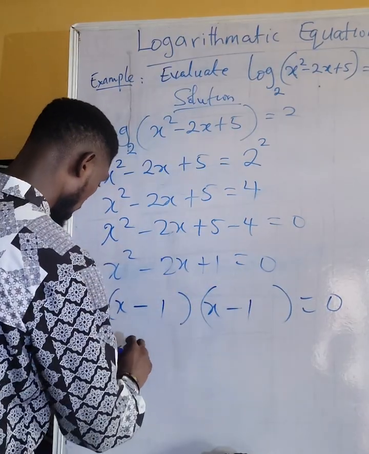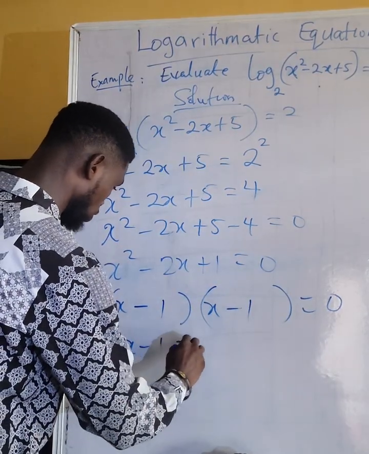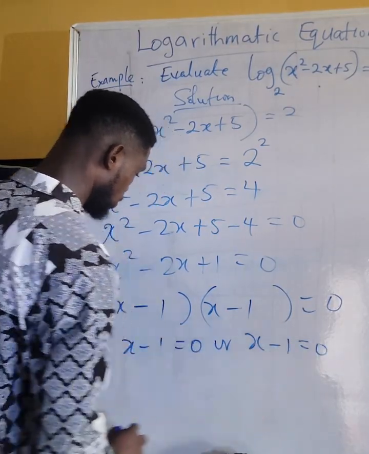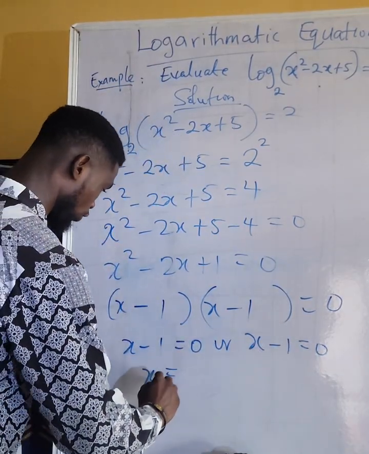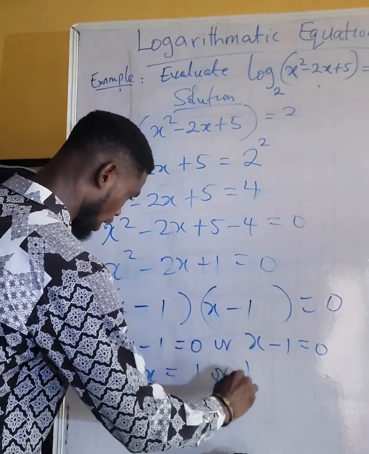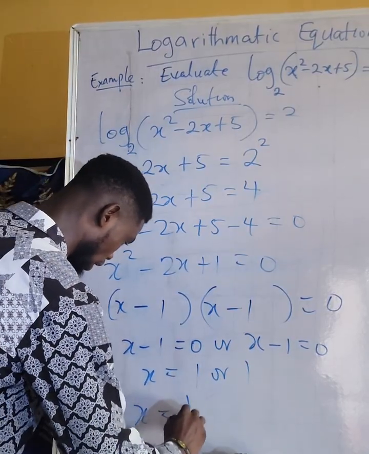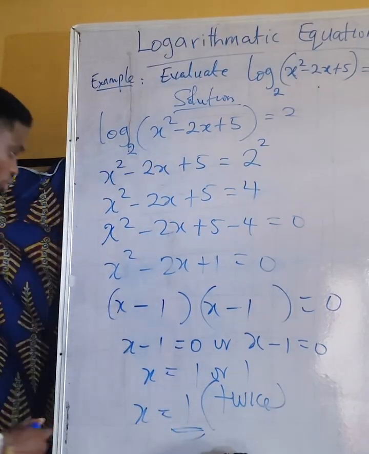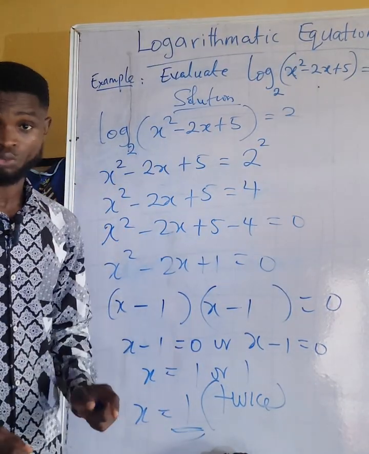Therefore, we have x minus 1 equals 0, or x minus 1 equals 0. So x will be equal to, if you collect like terms, 1 or 1. So x equals 1 twice. That is how to solve a logarithmic equation.